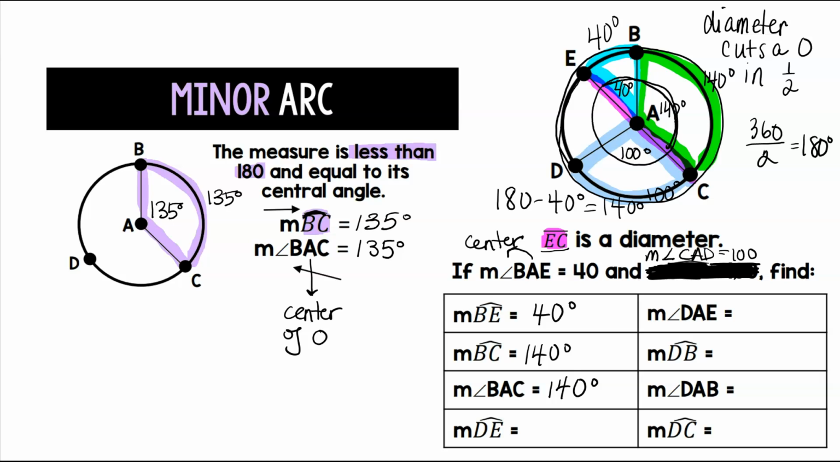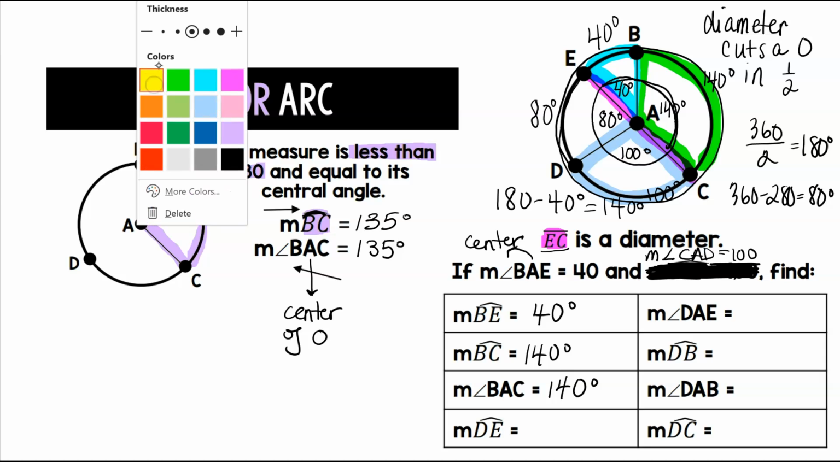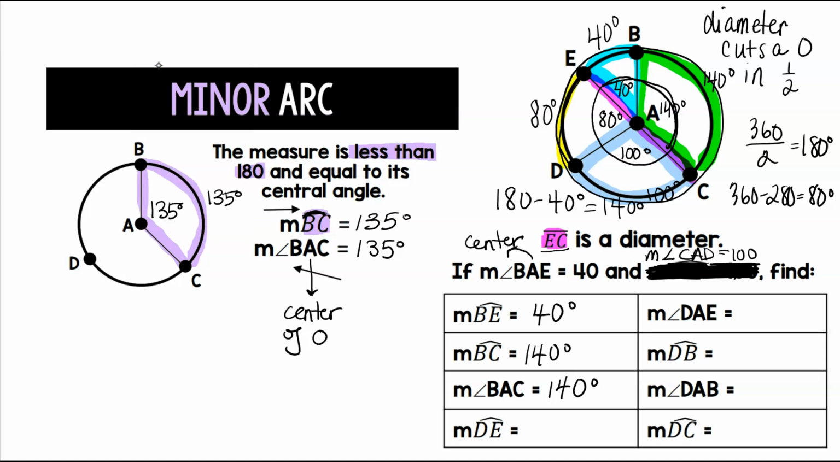So we already have 180 plus 100, so that's 280. 360 minus 280 gives us another 80 degrees, which means this central angle is 80 degrees and so is its intercepted arc. So if it asks us for arc DE, it is 80 degrees and so is the central angle there.